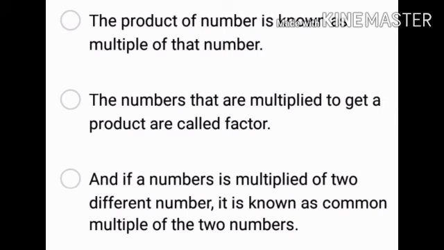In the last video we learned the definition of multiple. The product of a number is known as a multiple of that number. The numbers that are multiplied to get a product are called factors. And if a number is a multiple of two different numbers, it is known as a common multiple of the two numbers. I think you all understood the definitions of multiple, factor and common multiple.